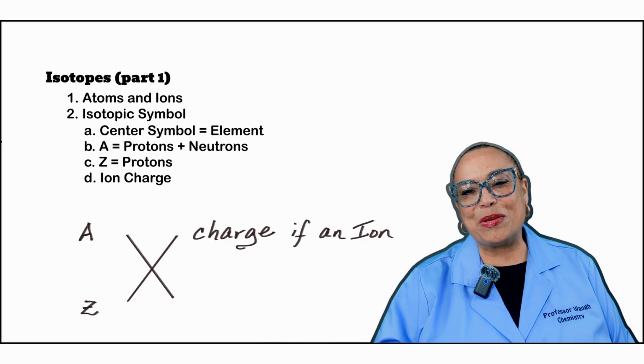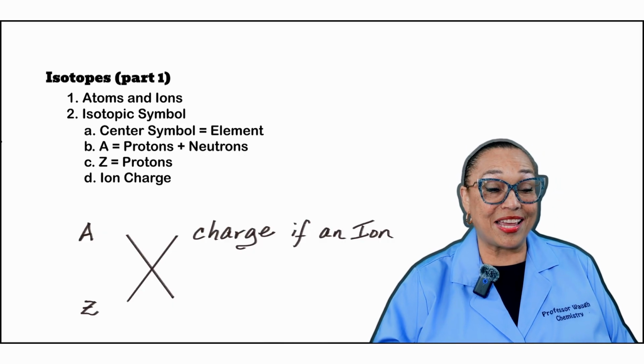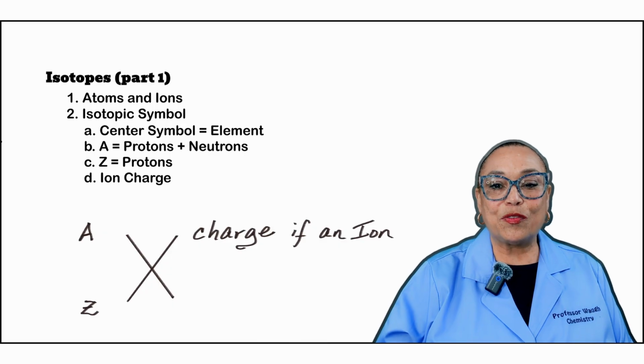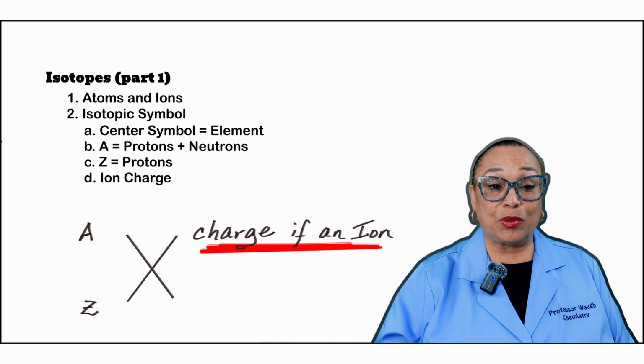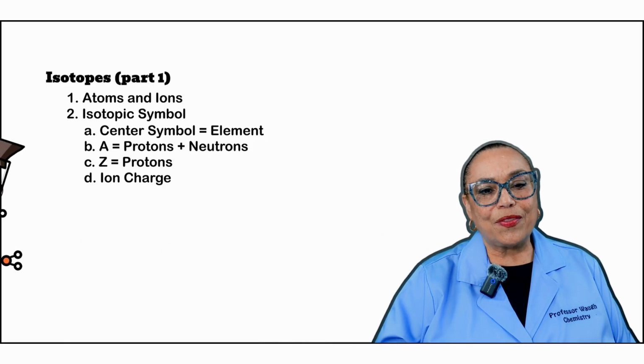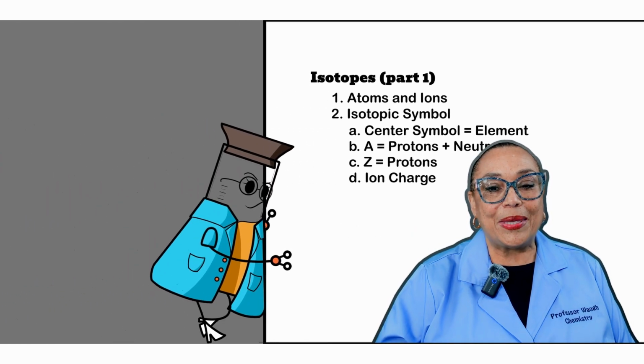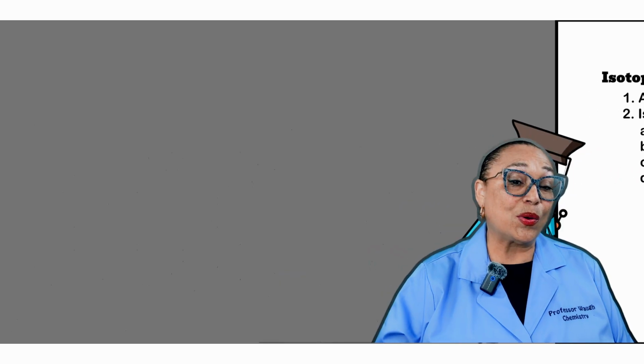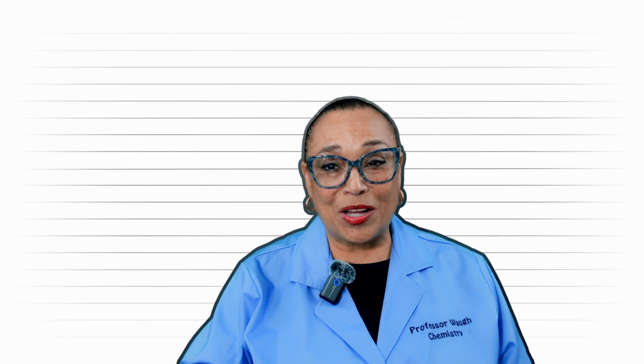If an isotope is an ion and not an atom, then the number to the top right of the symbol should denote its charge. Be sure that you know all of this, because in our next video, we're going to work some problems.